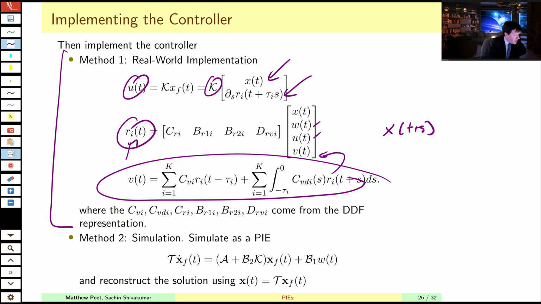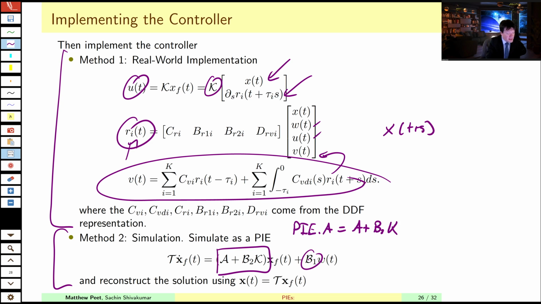Now, of course, for most people, you're just going to simulate it. That's all you're interested in, and that's much easier. So all you have to do is make a new pi, right? Pi dot a equals a plus b to k, and you're done. There's your new pi, t and a. And of course, you want to keep b1 in there as well.